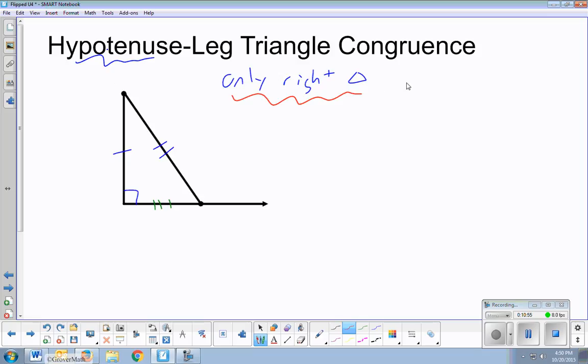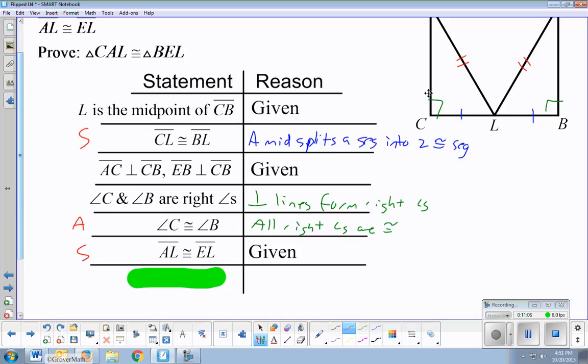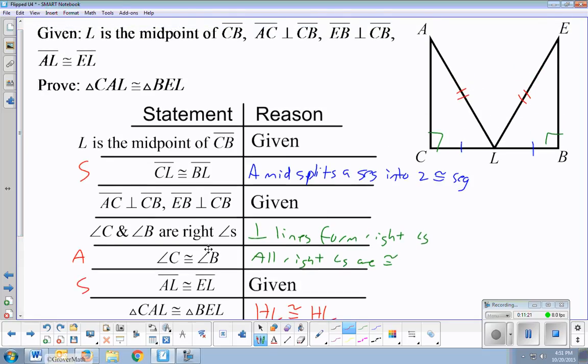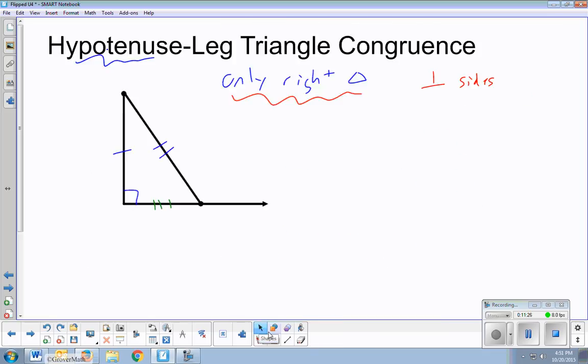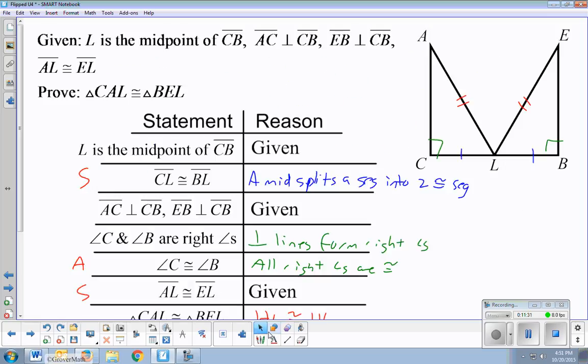So it requires a right angle, which almost always comes from perpendicular sides. So if you're not given perpendicular, you're not using hypotenuse leg. And here, we have perpendicular, so that means hypotenuse leg is available to us. So we can say that HL is congruent to HL. And like I said, that's only available because they are right triangles, and they're only right triangles because we have perpendicular, which forms right angles. Okay, so that's hypotenuse leg and angle-angle-side, and that wraps up our fifth and final congruency relationship.